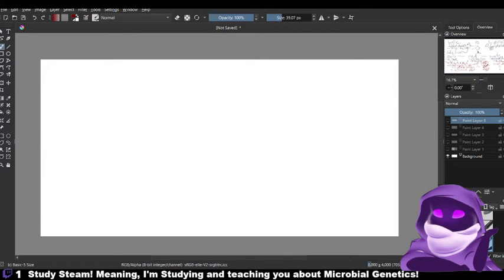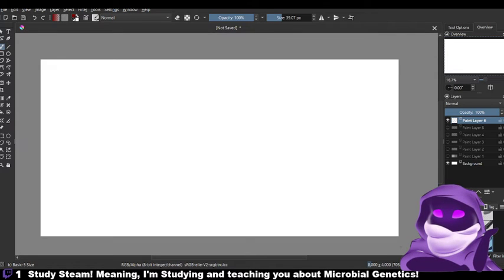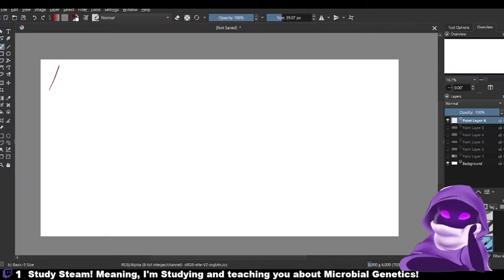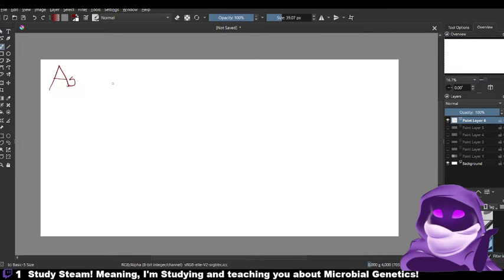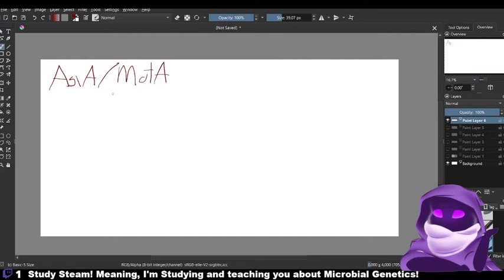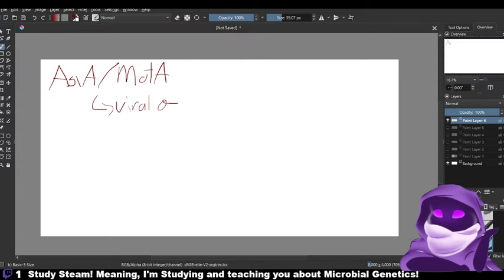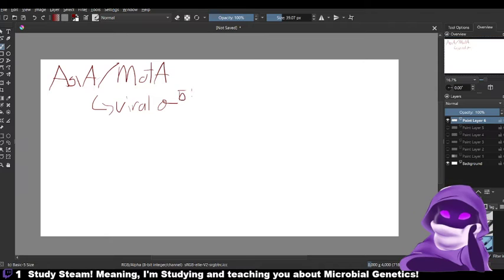So, moving right along. In T4s, you have your early SIA and MOT A, right? We already talked about them. And that is going to be making a viral sigma factor. SIA, MOT A. Viral sigma factor. Viral sigma factor 55 specifically.